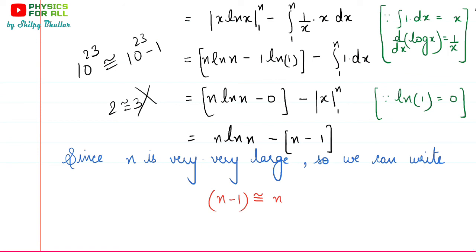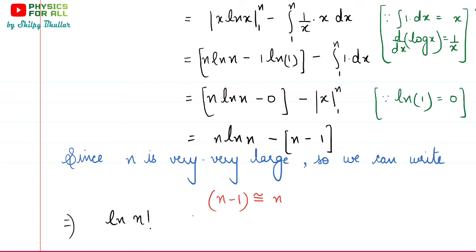So then what are we left with? In that case, we started with ln n factorial. And now if we replace n minus 1 by simply n, we have n ln n minus n. And this is Stirling's formula. So this is it. This is our final result.